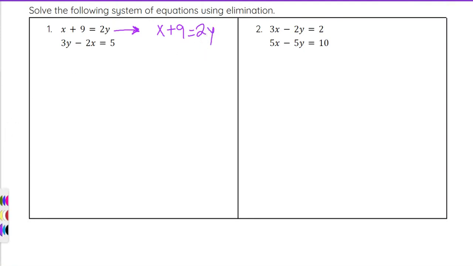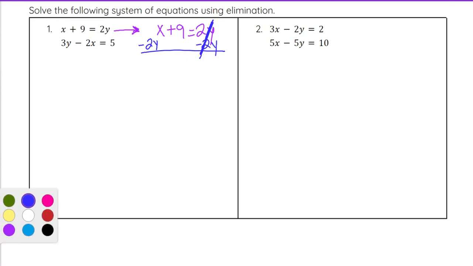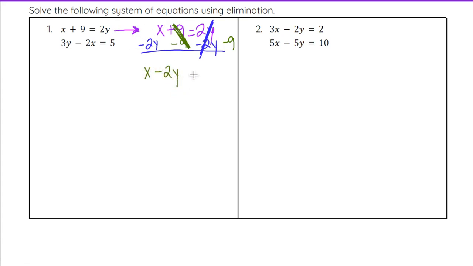So x plus 9 equals 2y. If I want to move the 2y to the left side, I'm going to subtract 2y from both sides. It won't combine with anything on the left side, so I'm just going to write it over here. But that will cancel out that 2y that's on the right side and move it over. In the same step or in a different step, I'm going to subtract 9 from both sides. By subtracting 9 from both sides using inverse operations, it cancels out the 9 over here, and it puts that negative 9 over here. So I now have x minus 2y on the left side equals negative 9 on the right side.